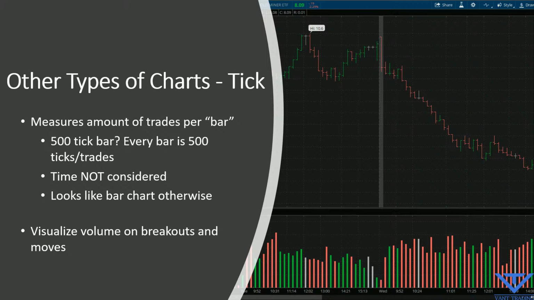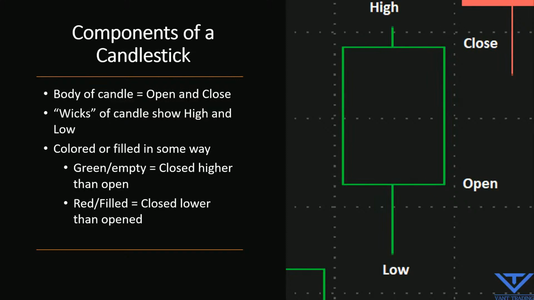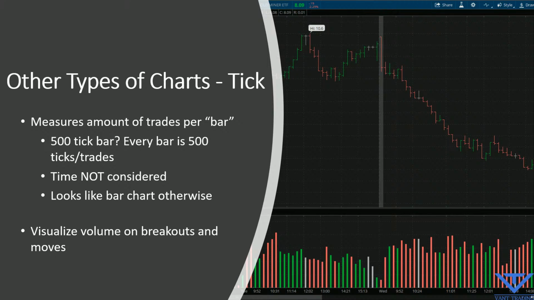There's also another type of chart. This is an interesting type of chart. I just wanted to mention it because it's kind of unique, and it gives you a good scope on the very unique types of opinions there are out there on how to view charts. A tick chart. This measures the number of trades per bar. Whereas with the candlestick, that bar represents a measure of time, either 1 minute or 5 minutes or a day or a week or a year, the tick chart measures an amount of trades. So if you have a 500 tick bar, that means every one of those bars is 500 trades.